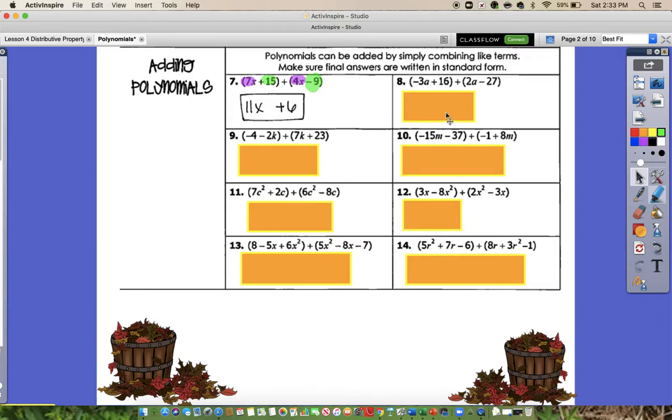For number 8, this negative 3a can be combined with 2a. And my positive 16 can be combined with my negative 27. So if we combine those variable terms, negative 3a plus 2a would be negative 1a. And then 16 plus negative 27 would be negative 11. So we have negative a minus 11.